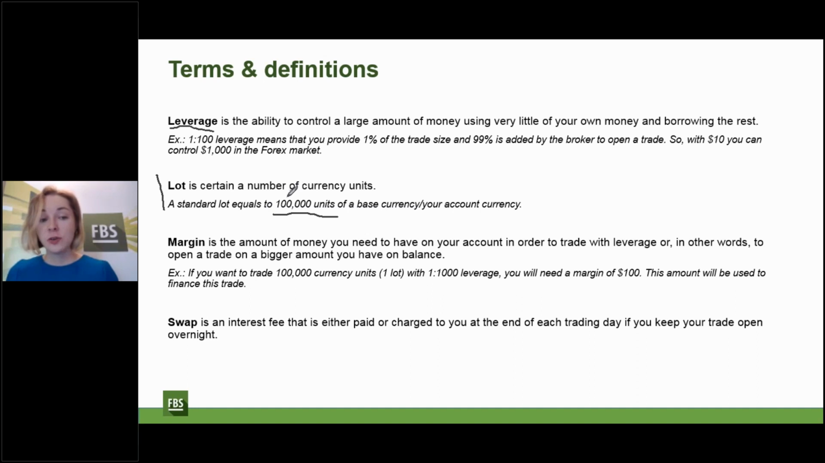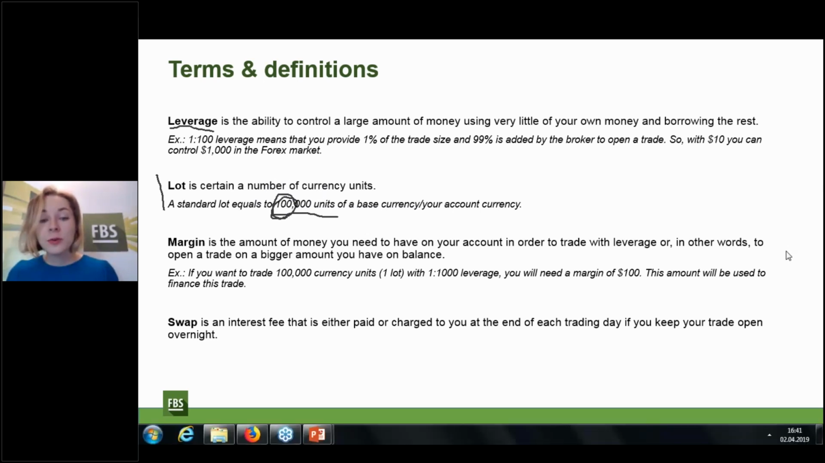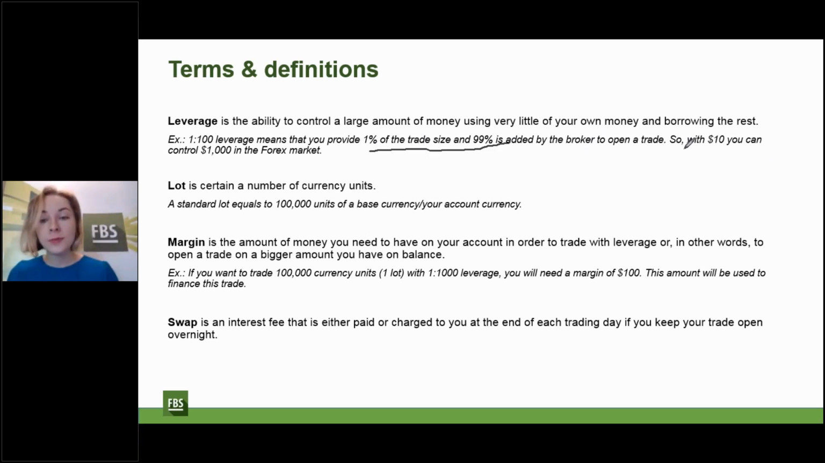However, with leverage, you can open position with only the size of, for example, 100 euros. So 1,000th part of this entire amount. The leverage, in other words, provides you with the ability to control a large amount of money using a very little amount of your own money and borrowing the rest from the broker. So you want to open a specific trade, and for example, with 1 to 100 leverage, you need only to provide 1% of the trade size, while other 99% will be added by the broker, and this way you will be able to open the trade.